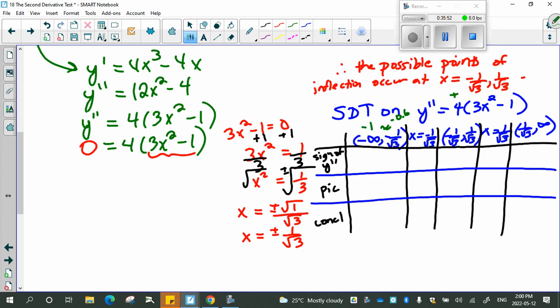So this is going to be positive. And this is going to be positive. Because I'd have negative 1 squared is 1 times 3. 3 minus 1 is 2. Pretty good? So positive doesn't mean increasing here. It means concave up. Okay? Concave up.